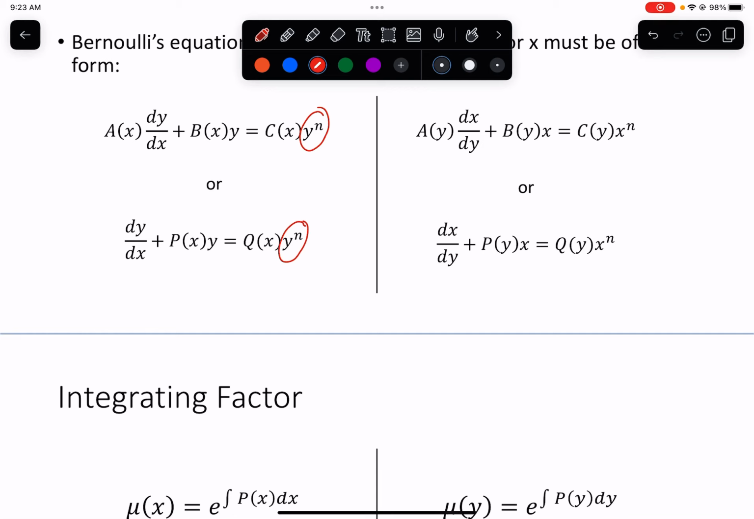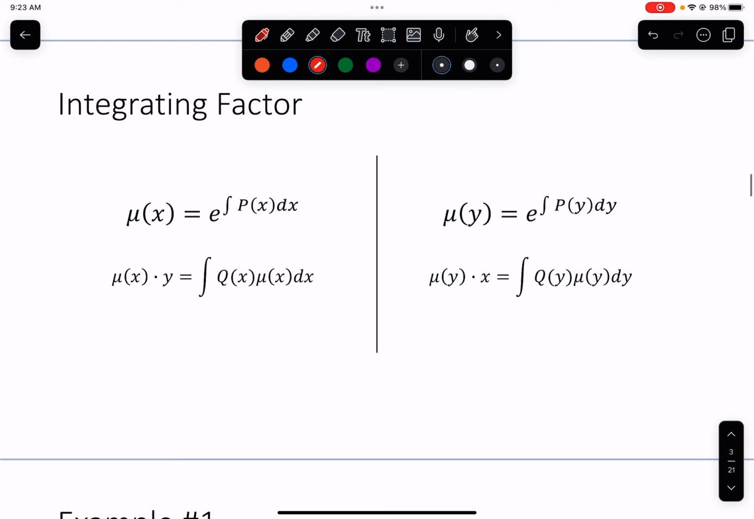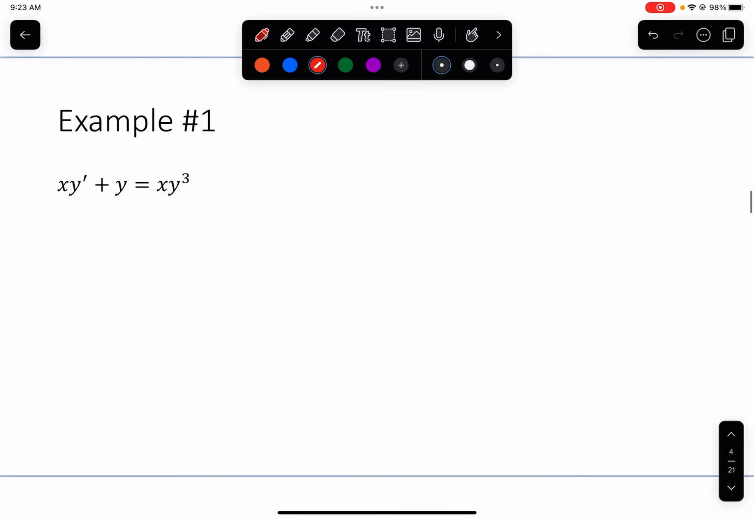After the transformation, we are just going to use the same method for linear equations, that's the integrating factor. For Bernoulli's equation, it will be the same. So to better understand that, let's proceed with our first example.